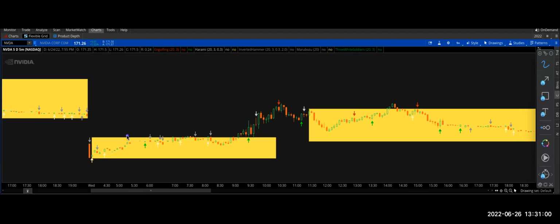This stock can move $15, $20 in one day, which is why I like trading it, because that's a boatload of money. If you get one trade right in one day, I mean, you're done for the month, depending on how many contracts you buy. So that's the power with NVIDIA.